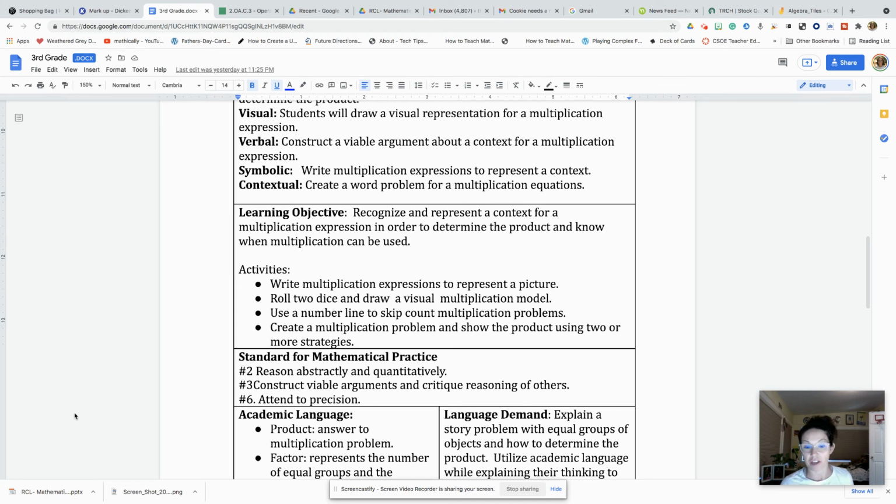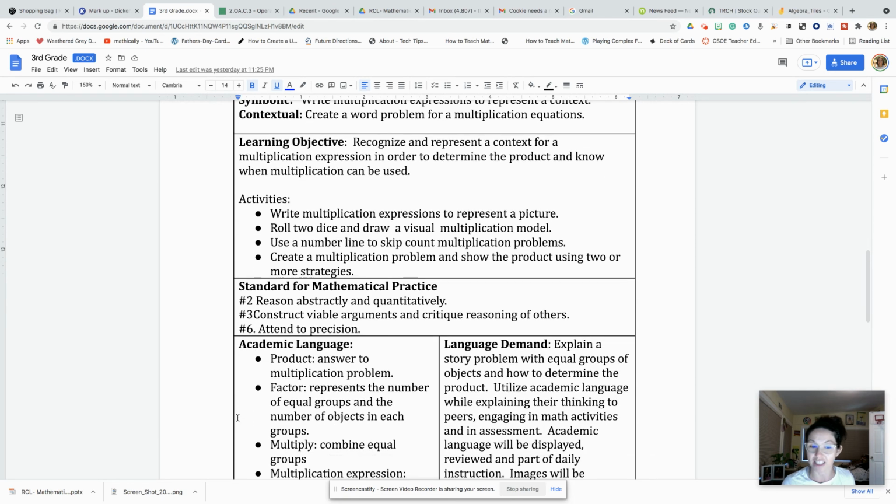Constructing viable arguments. So they are creating these contexts. We want them to be able to explain with reasoning and justify their thinking. And then attending to precision. So this is that language piece. When we talk about writing a multiplication equation or an expression, we want our students to be able to identify what each digit, what each symbol represents there. So we want to make sure that we also focus on academic language. See how that flows nicely?